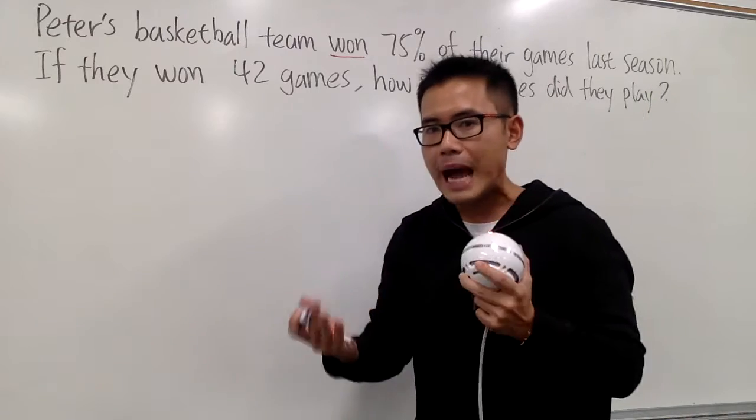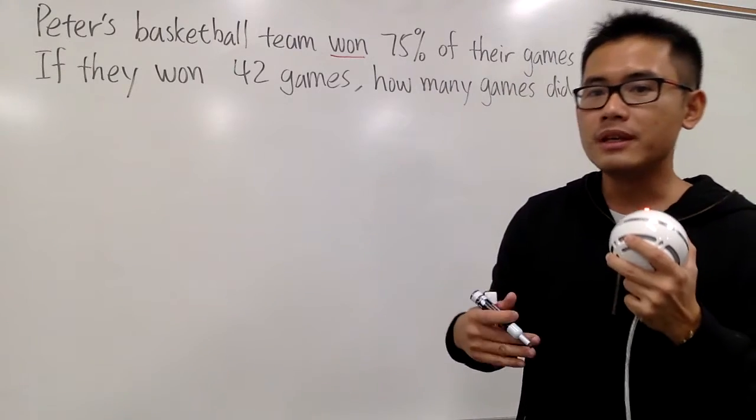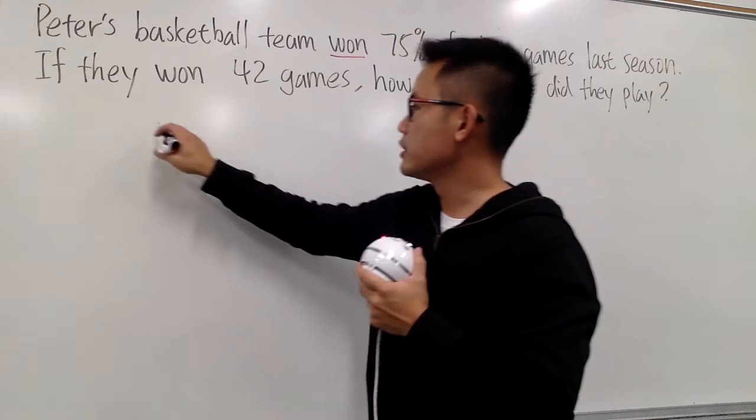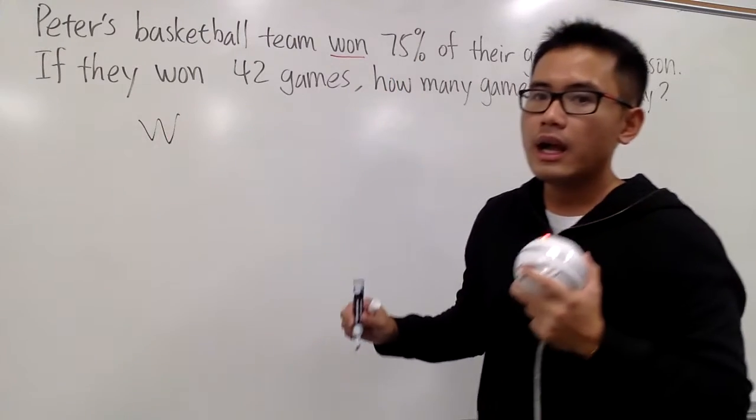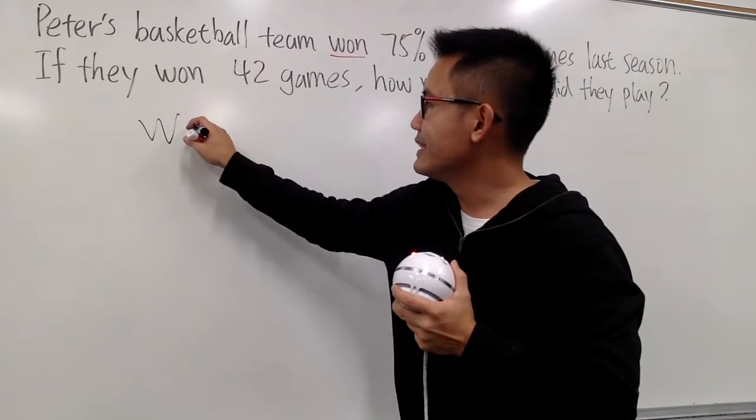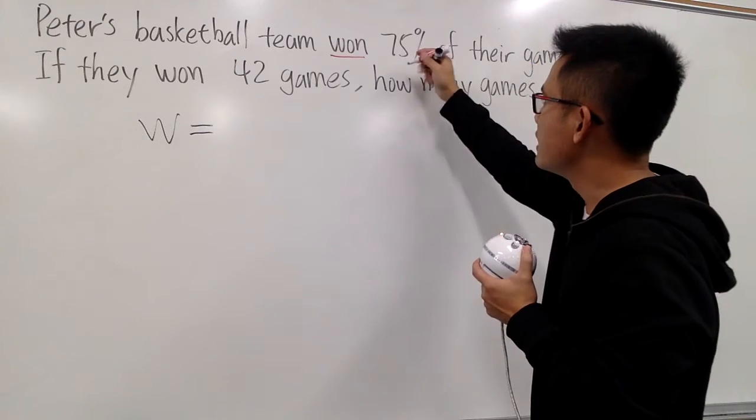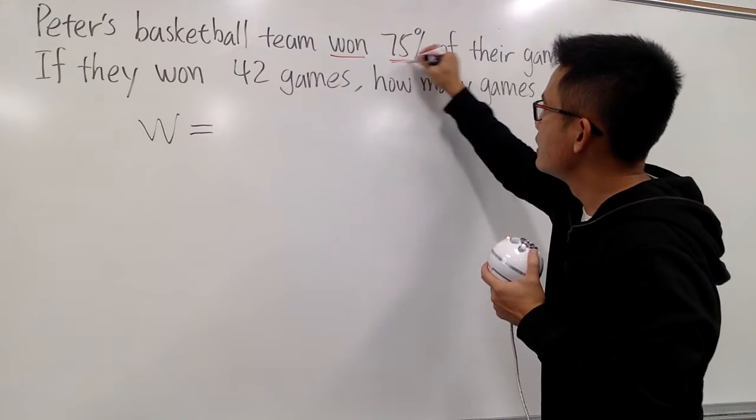So from the first sentence, as we can see, right here it says they won, right? So let me just put down W to stand for how many games they won. The number of games that they won is equal to, right here it says 75%, right?